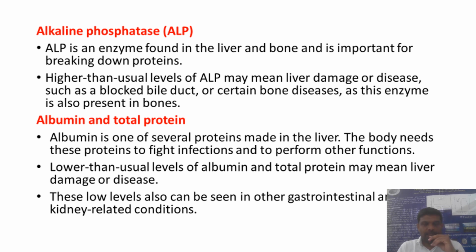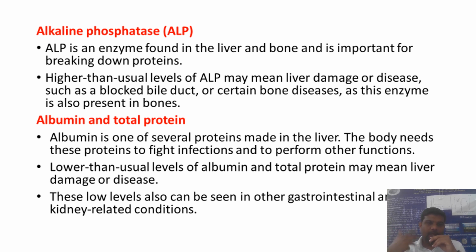Alkaline phosphatase, which we call ALP, is an enzyme found in the liver and bone, and it is important for breaking down proteins. Higher than usual levels of ALP may be a reason for liver damage or disease such as a blocked bile duct, or certain bone diseases. These enzymes are also present in bones, so the level is not always increased only because of liver damage.